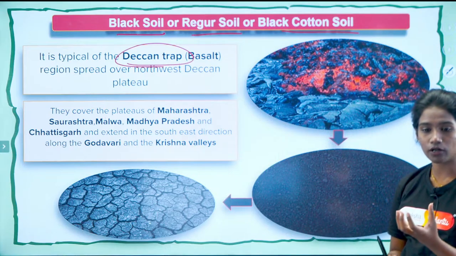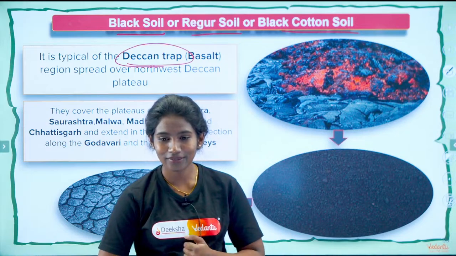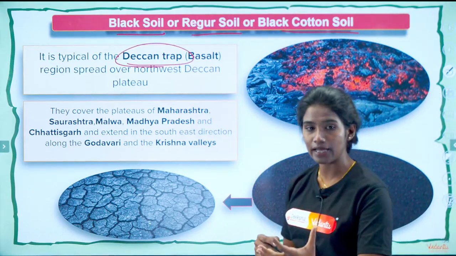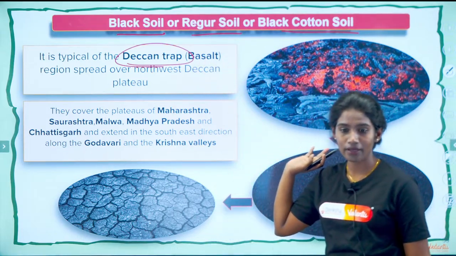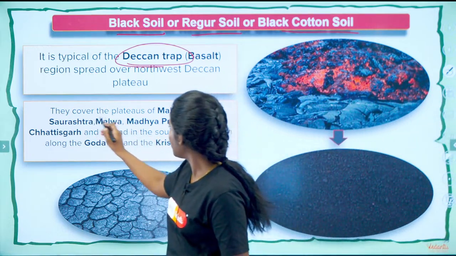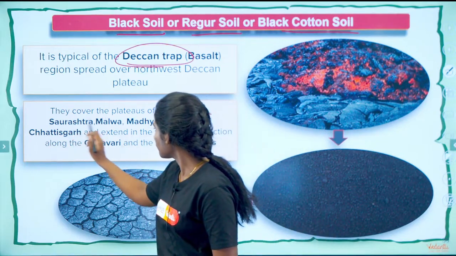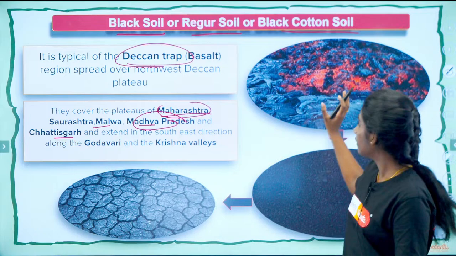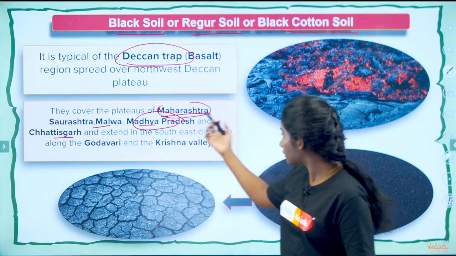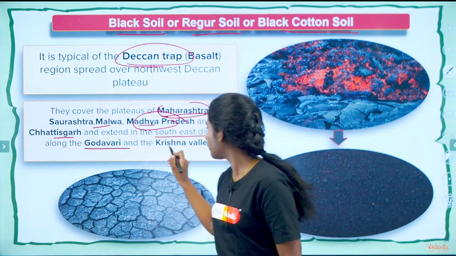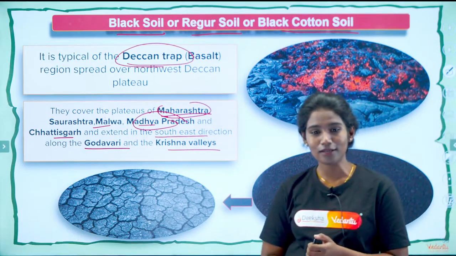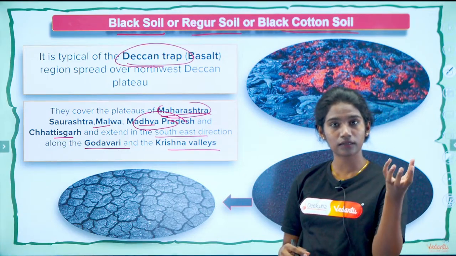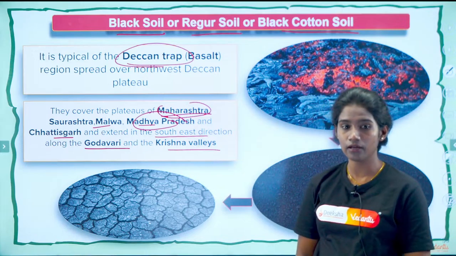See here, you know the molds of that volcano, right? After it solidifies, you get that substance, and that is your black soil. So where is it found? It covers the plateau of Maharashtra, Madhya Pradesh and Chhattisgarh, mostly Maharashtra. These are the three main regions where you get to see the black soil, and it also extends in southeast direction along the Godavari and Krishna valleys. So you understood now what is Deccan trap. Deccan trap is nothing but the volcanic lava; after its solidification, you get this black soil.